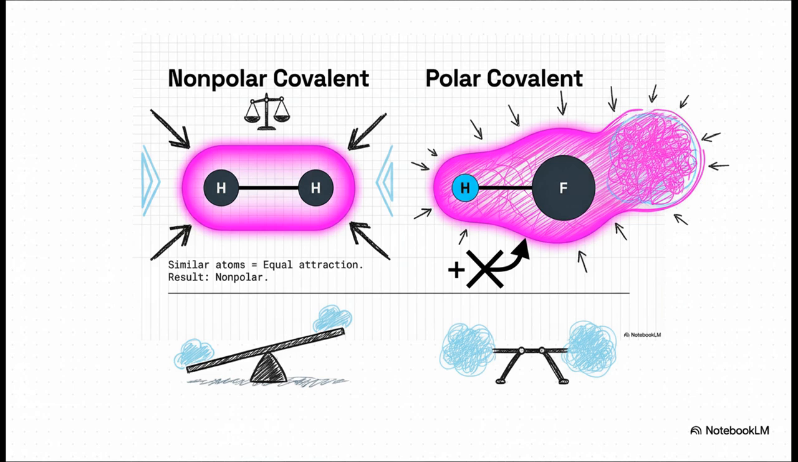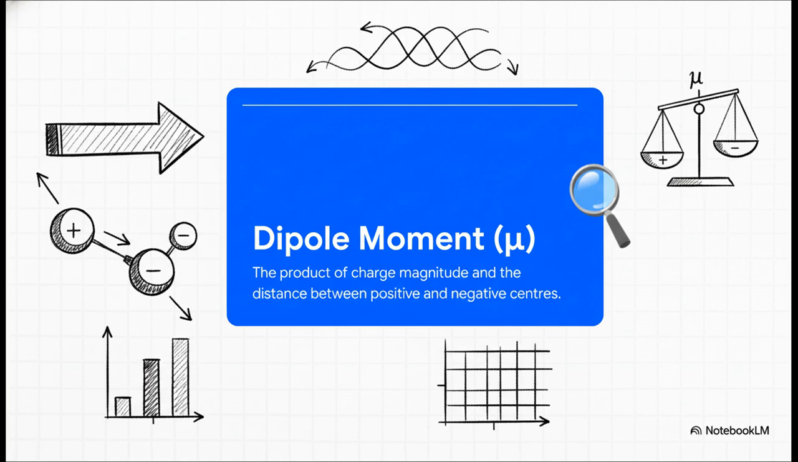But on the right, with hydrogen fluoride, we've got a totally different story. Fluorine is what we call highly electronegative. It's like it has this super strong magnetic pull for electrons, so it yanks those shared electrons much, much closer to itself. This creates that directional shift, a separation of charge, which is what makes the bond polar. And that little crossed arrow you see, that's our very first vector, pointing from the slightly positive end over to the more negative end.